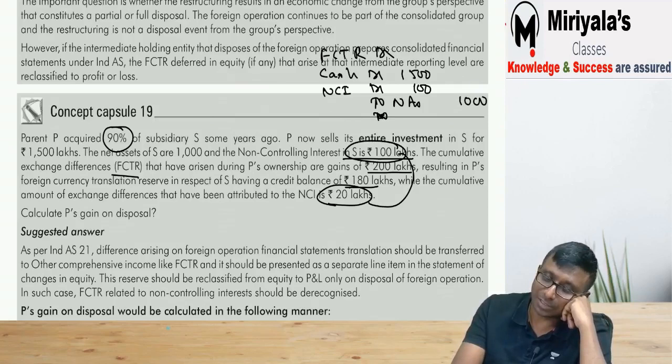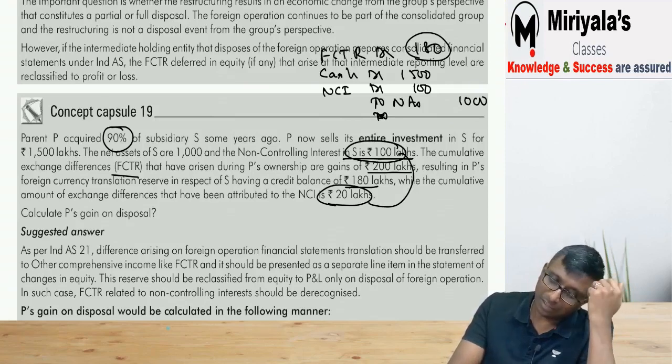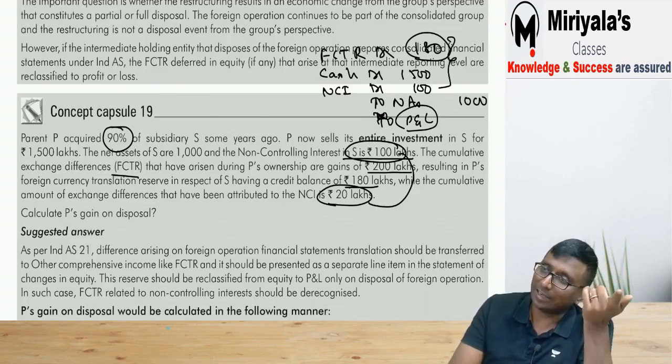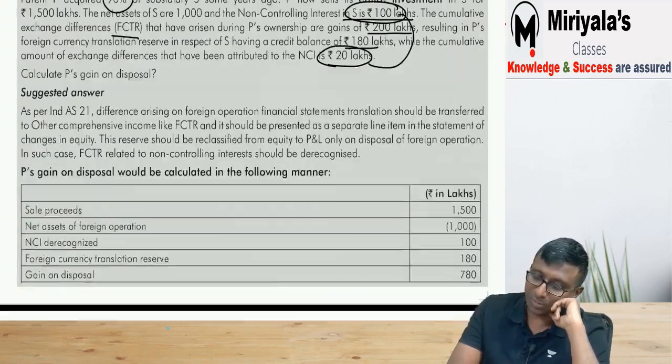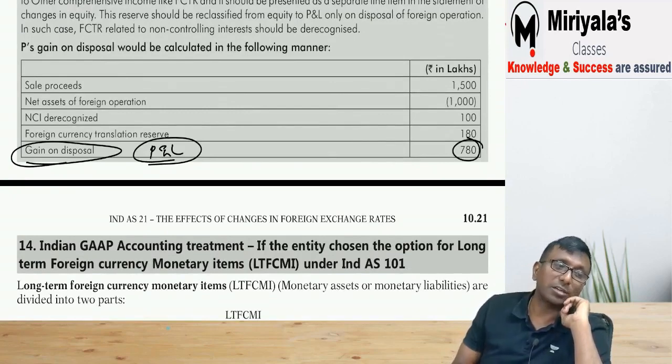200 into 90% is equal to 180, because only 180 will be separate. 20 must be part and parcel of NCI. That's all. This is going to be my profit and loss statement. How much done? 1500, 1600, 1708. Correct? 1000 each side means obviously 780 rupees is the profit. That should be gain on disposal, which should go to profit and loss statement.